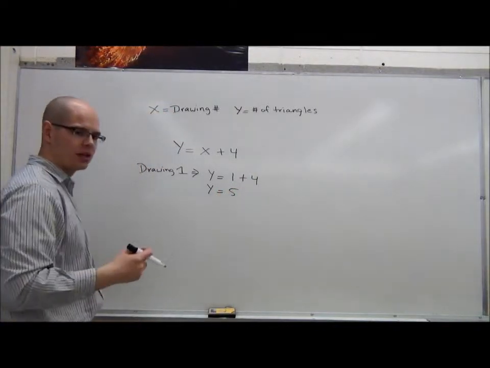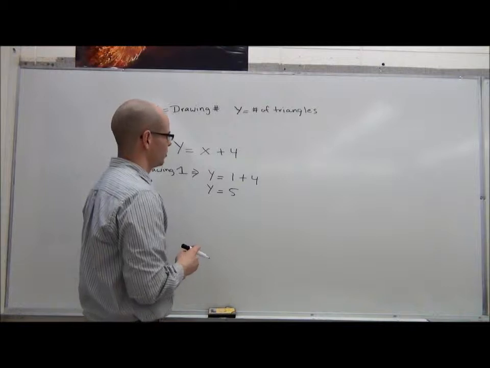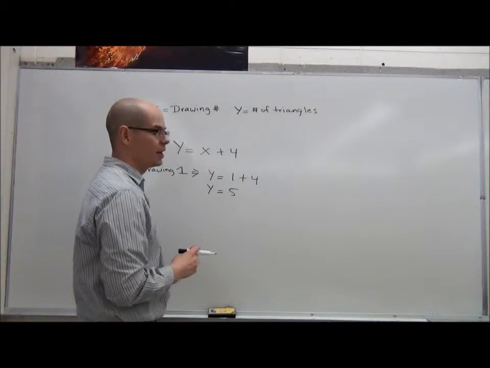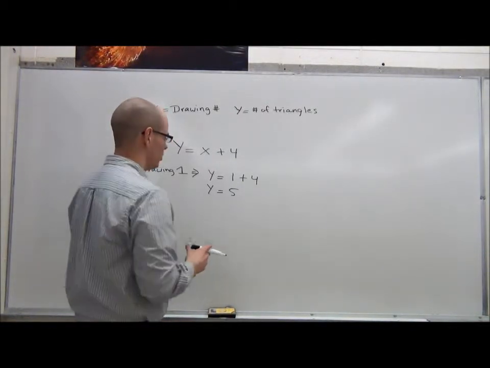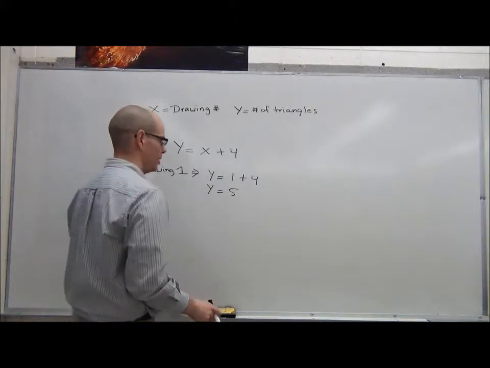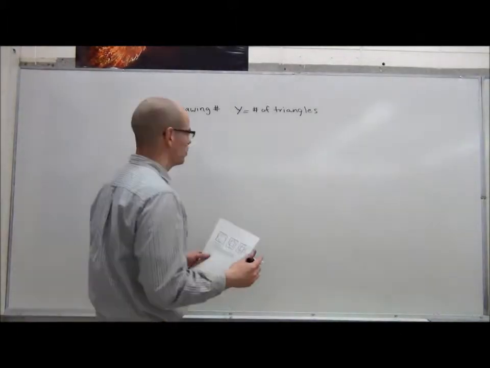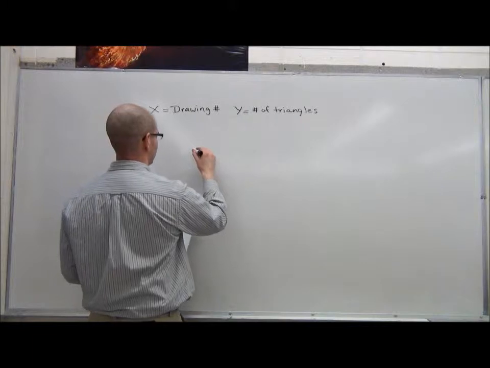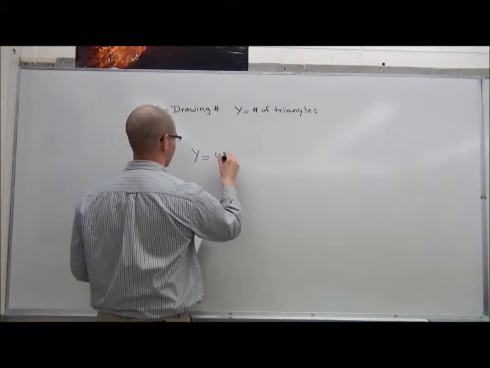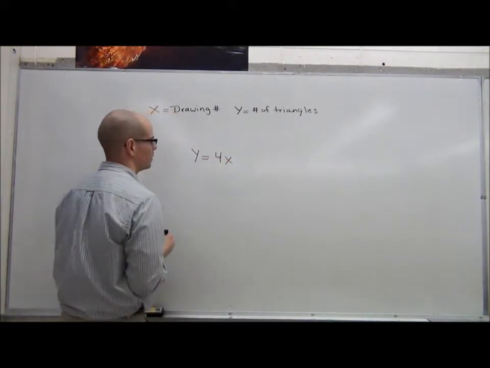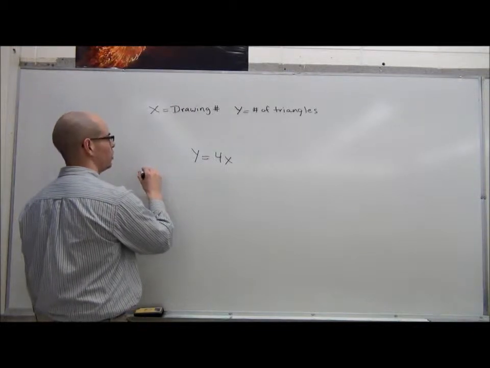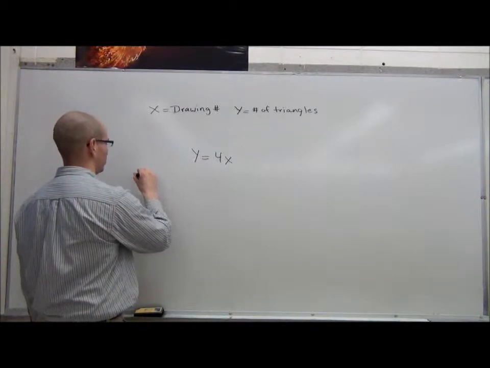All right, if you look at our table, we didn't have 5 on the first drawing, right? We had 4. So there's a problem with our equation here. It immediately doesn't work. So, all right, that one didn't work. Let's try something else. Let's try y equals 4x, right? So I'm going to try that for drawing 1.